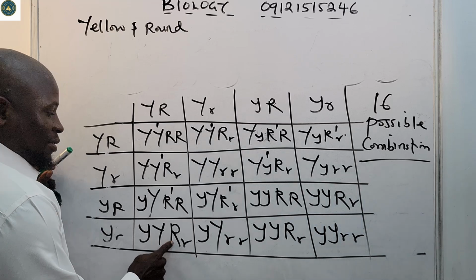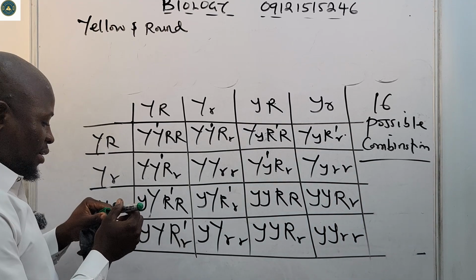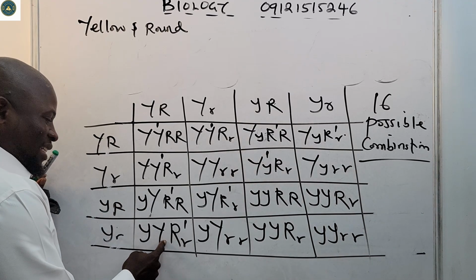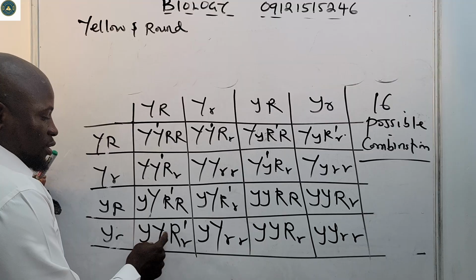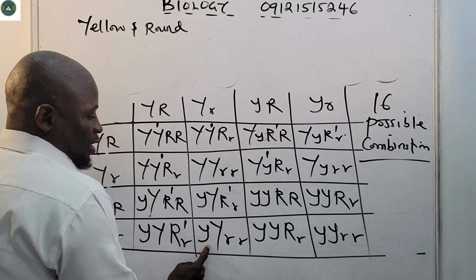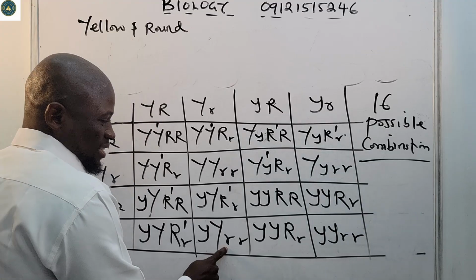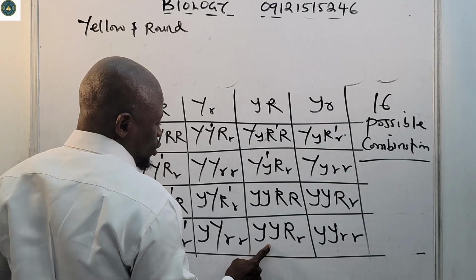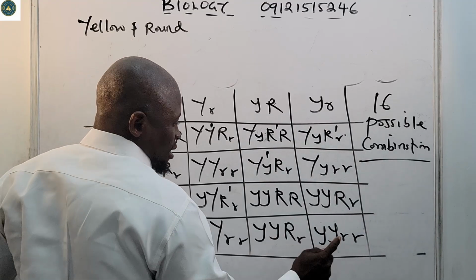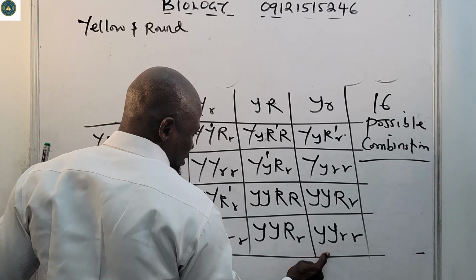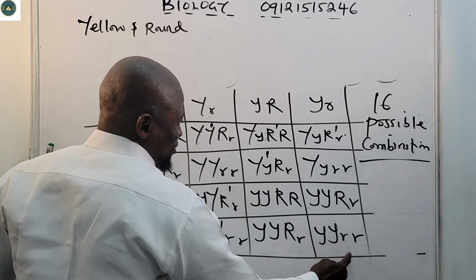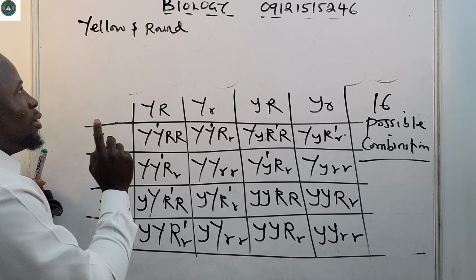It's yellow and round, all right? Why is it yellow and round? Because we have what? This capital letter Y is dominant over this small letter y. Okay, so it is yellow and round. Is this yellow and round? No, it is yellow, but it is not what? Round. It is wrinkled. This yellow and round? No, it is green and round. This yellow and round? No, it is green and what? And wrinkled. Okay, so now we have how many yellow and round?